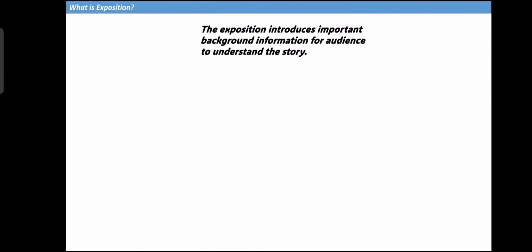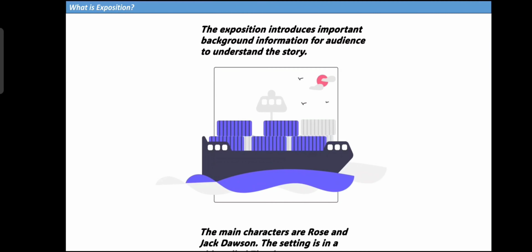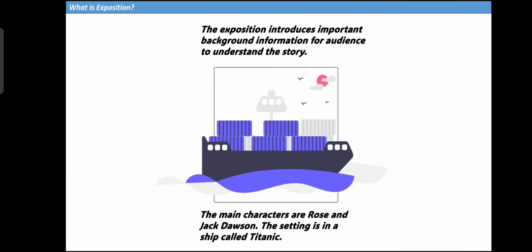The exposition introduces important background information for the audience to understand the story. The main characters are Rose and Jack Dawson. The setting is a ship called Titanic. Rising action is when things start to escalate; it's the part before the climax.